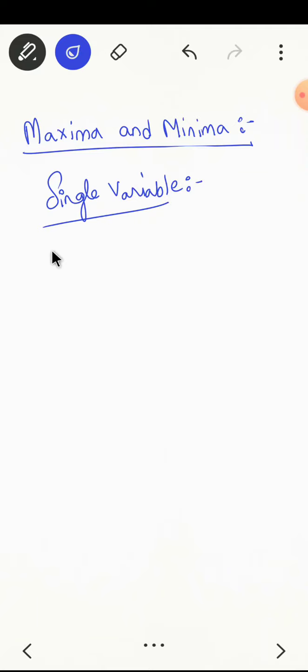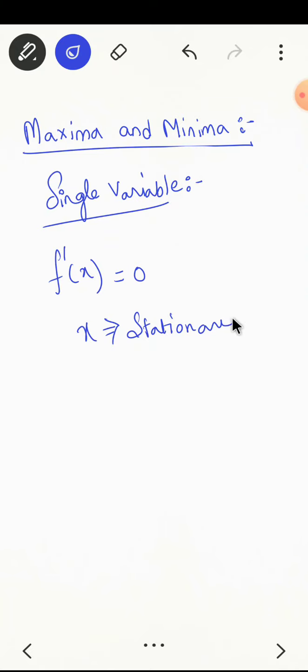The necessary condition for f of x to be maxima or minima is, first you should find f dash of x and equate it to 0. If you solve this f dash of x equal to 0, from here you will find some values of x. These values we call stationary points. And then again do f double dash of x.